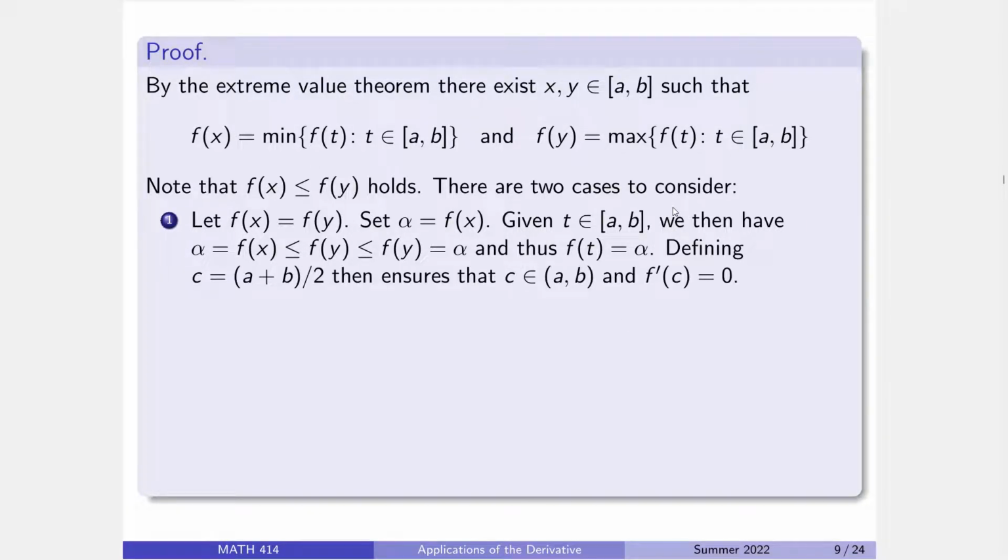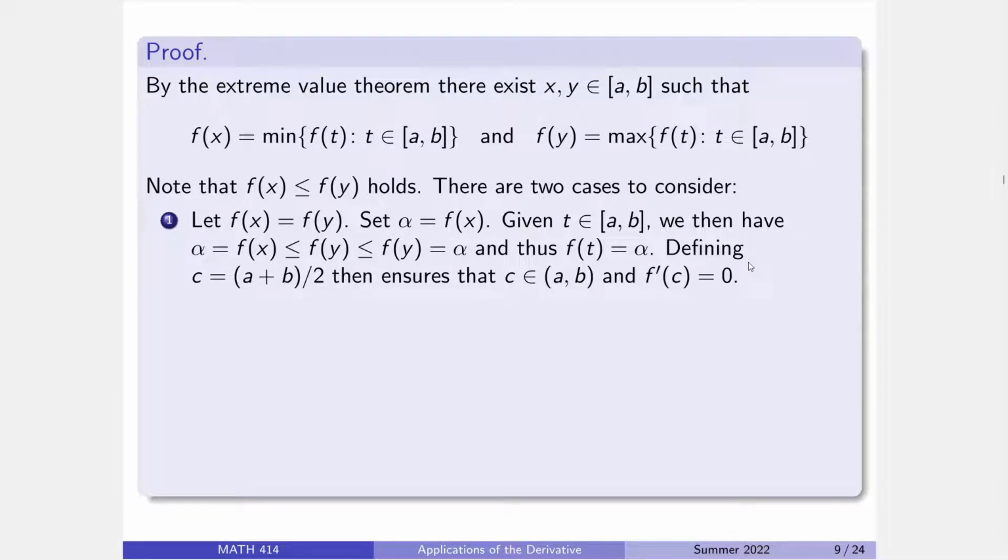Well then, pick any point that's not a or b, for example, the midpoint. That gives me a point that lives between a and b, and its derivative is equal to 0. There we go. So if you're constant, nothing happens. You're flatlining, so the derivative is 0 everywhere, so just pick some point that's not equal to a or b. And here I went with the midpoint.